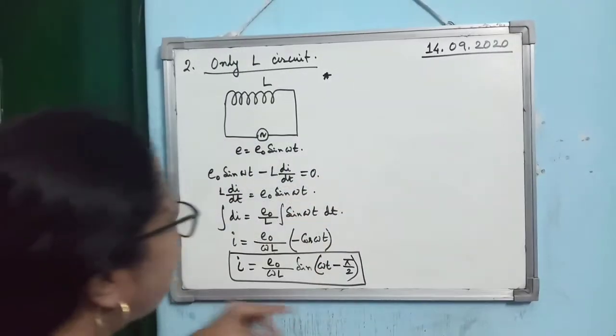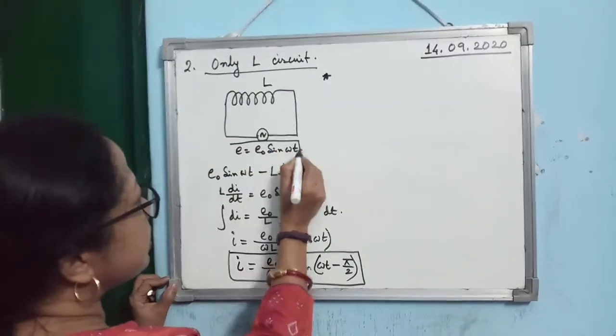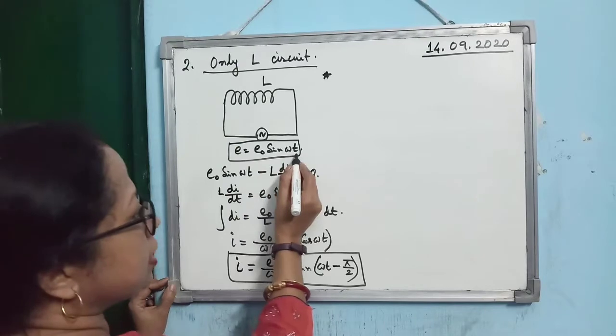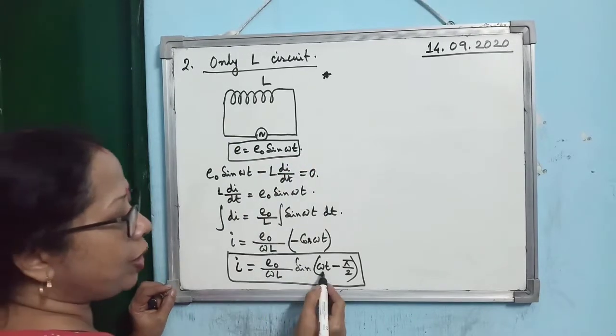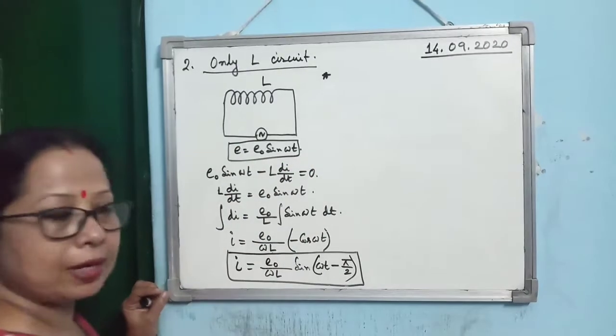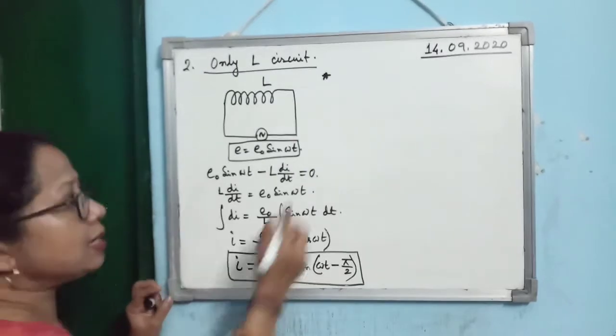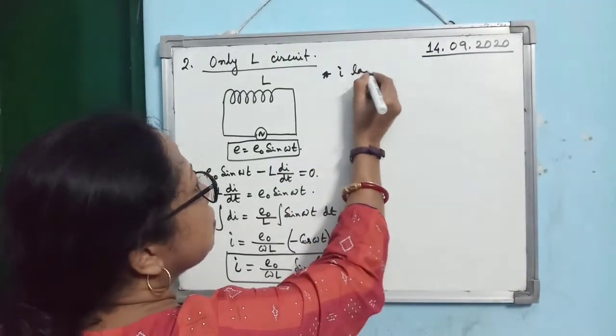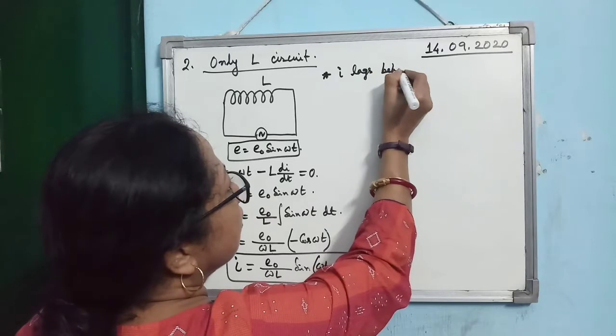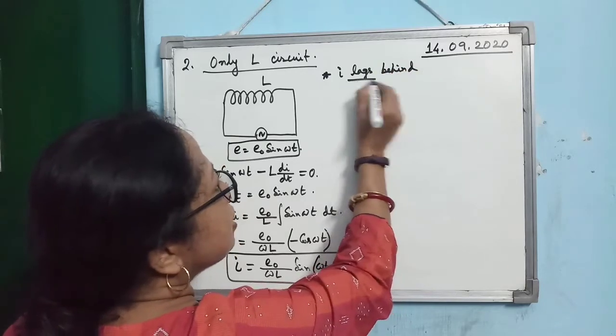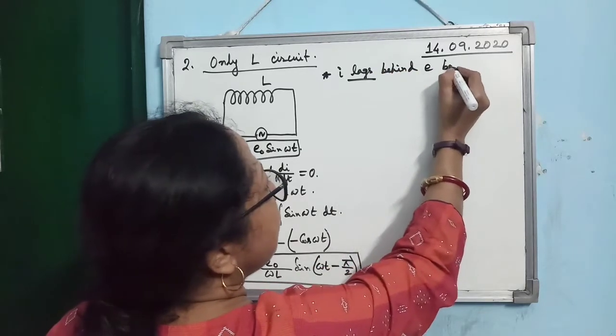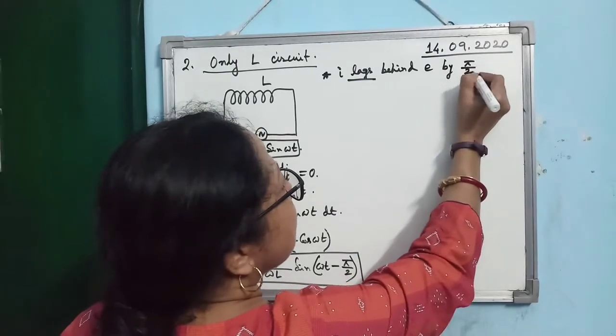So what is the first point? Understand it. E is E0 sin omega t, so the phase is omega t. For current, the phase is omega t minus pi by 2. The minus sign means I lags behind E. I lags behind E by an angle pi by 2.